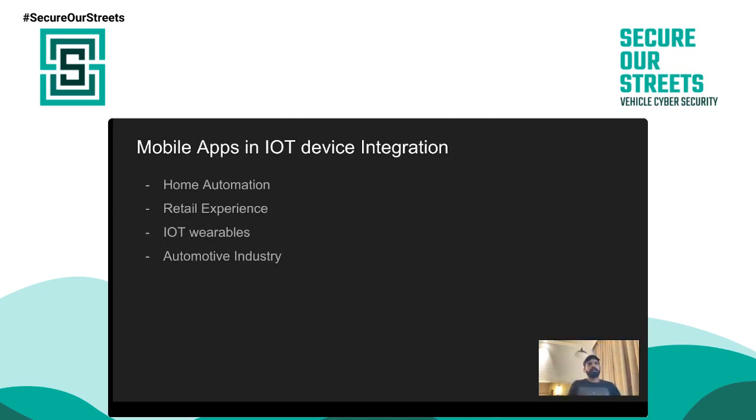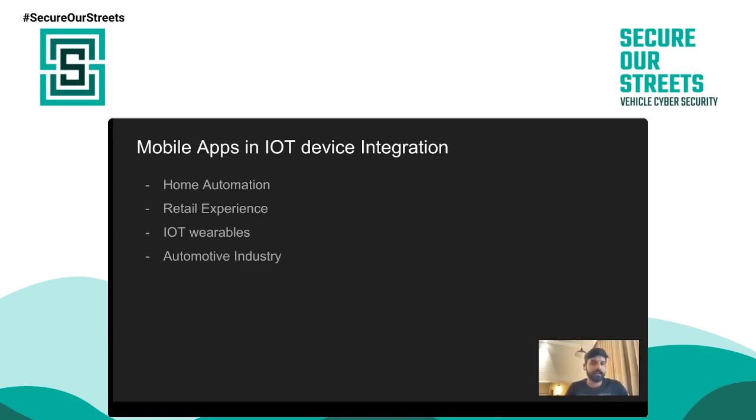Mobile applications and IoT device integration. Previously, home automation was one of our major advancements. Before, we used manual switches to switch on our lights, and now we can use our smartphones to control our room lights, TVs, everything in the home. That's how far we've come.